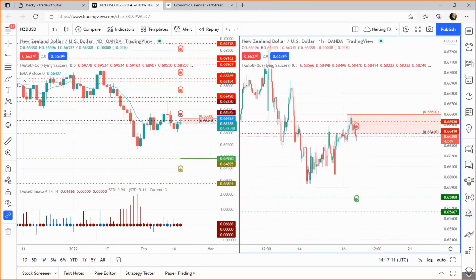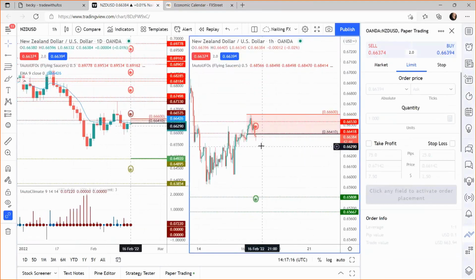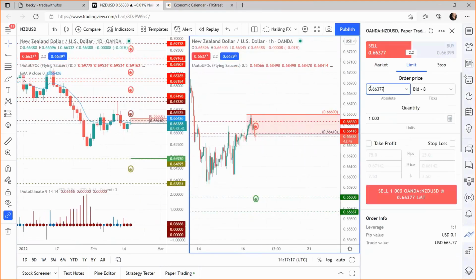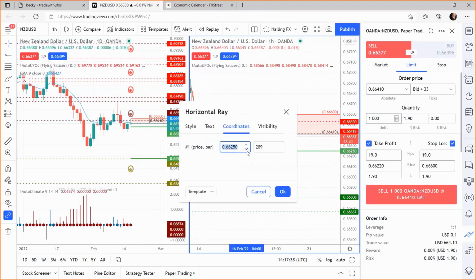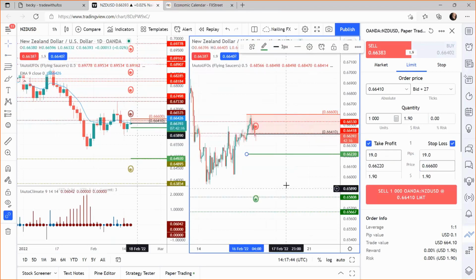Our second target, or our first target, I should say, is going to be 1 to 1. We'll figure that out in a second. So entry 0.6641, stop loss 0.6660. Oh, 666. If you're superstitious, maybe don't place this trade. The first target is always going to be 1 to 1. So if the risk is 19 pips, then the first target is 19 pips away. So this is going to be at 0.6622. That's our first target.